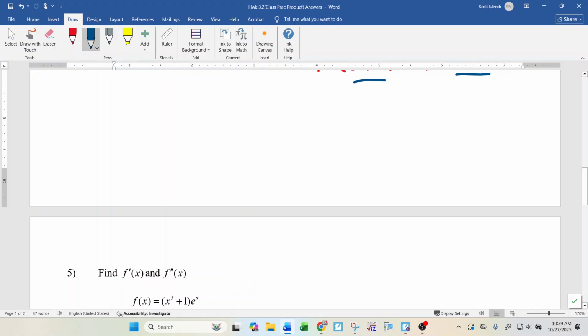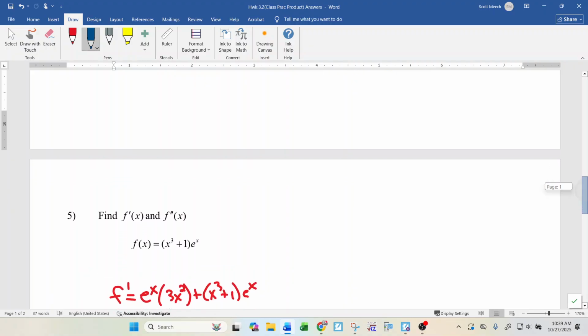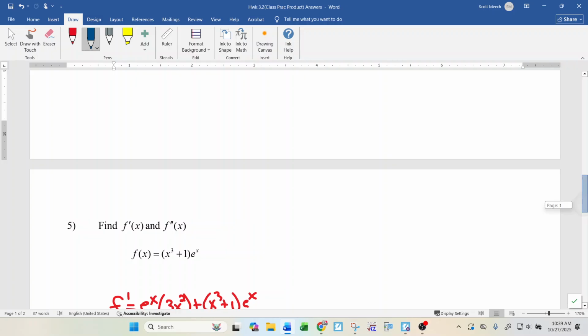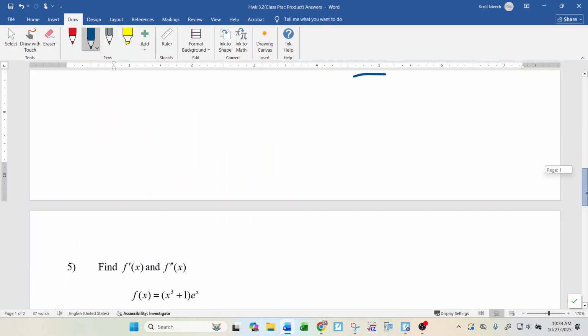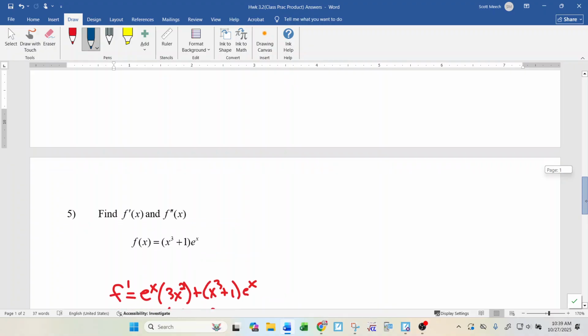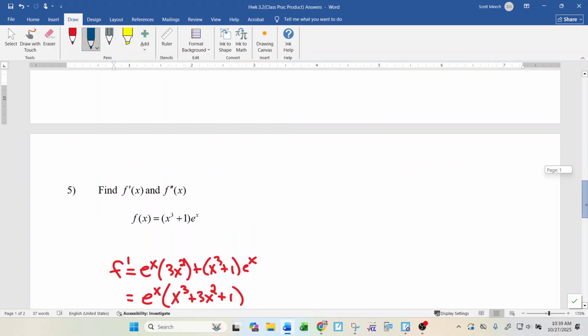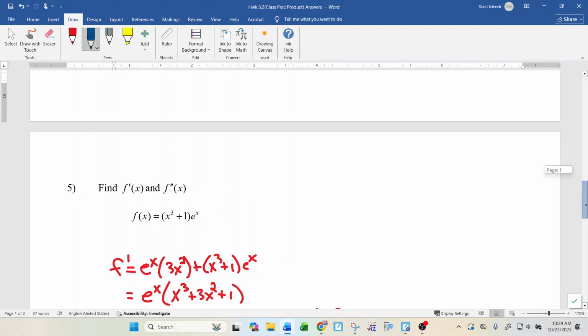So first, we have the first derivative, which is the derivative of the first, 3x squared, times e to the x, plus the first times the derivative of e to the x is just e to the x. Now, to find the second derivative, one of the things that's useful to do sometimes is it's sometimes easier to simplify that first. So I factored out e to the x and just made it x cubed plus 3x squared plus 1.